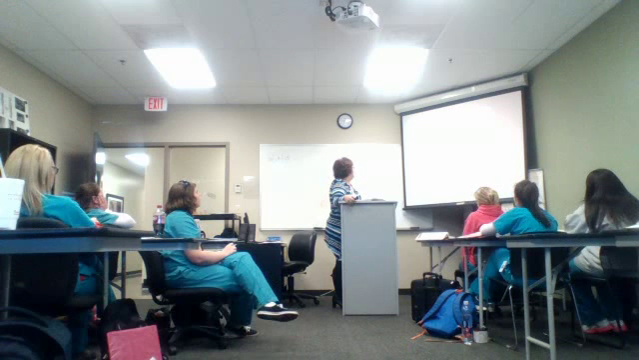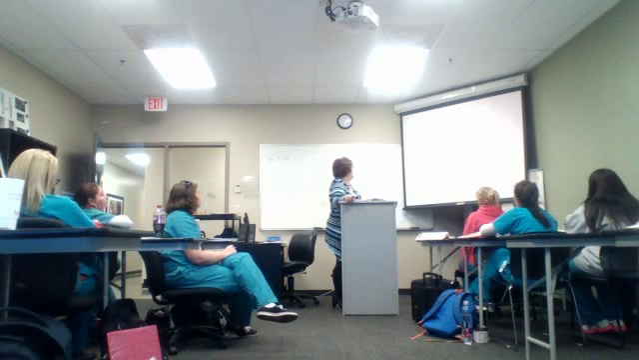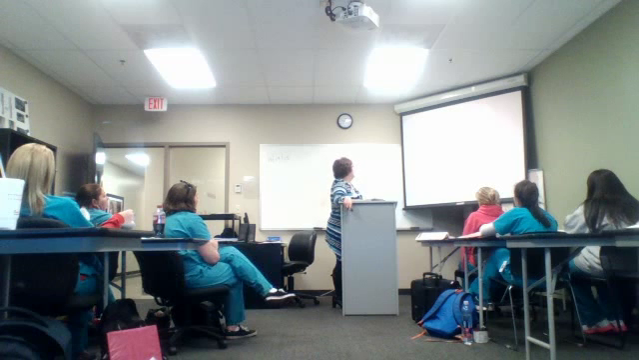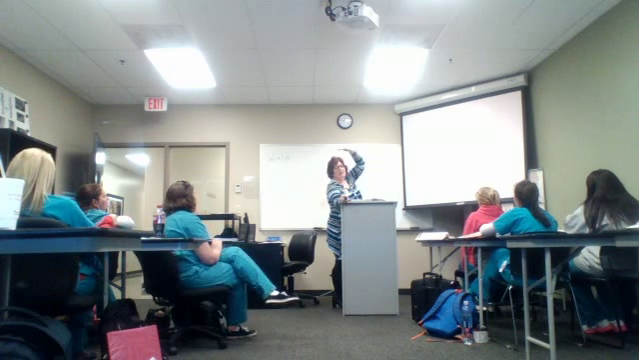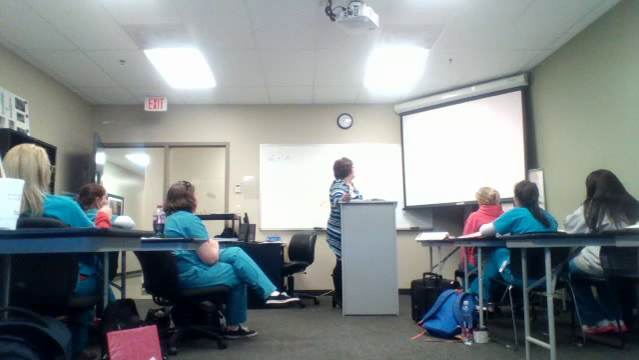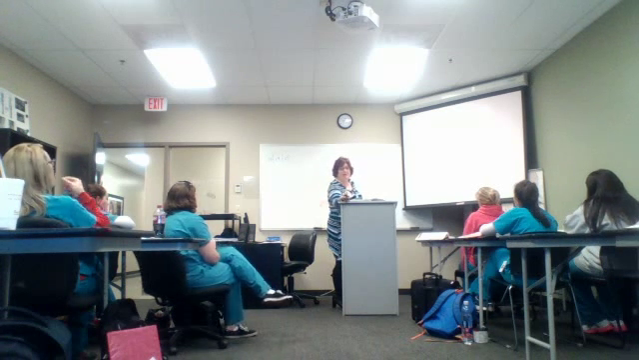Pulse, 60 to 100 beats is normal for an adult. Respiration, 16 to 20 breaths a minute. Normal blood pressure, systolic 100 to 130, diastolic 60 to 80. So systolic is on top, diastolic is on bottom. All right, and we'll learn how to do blood pressures in lab.